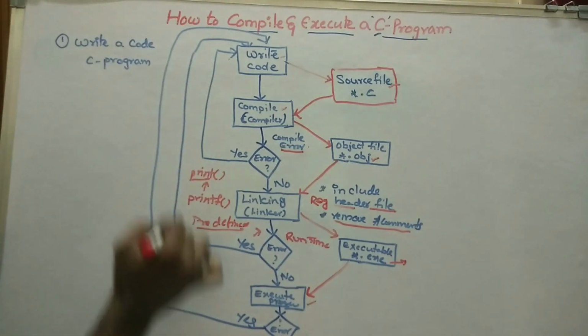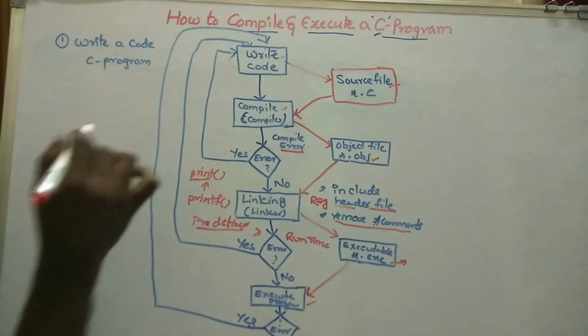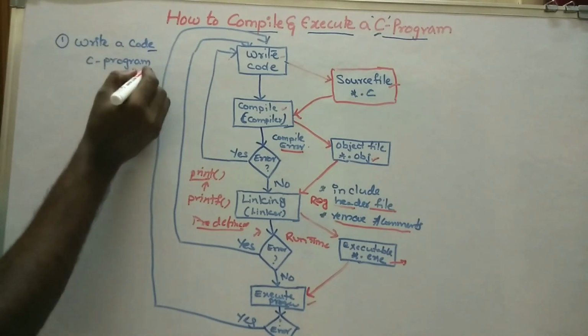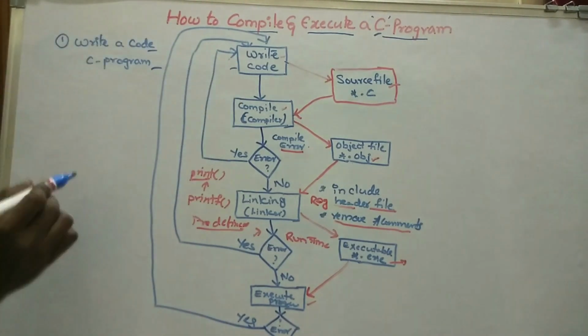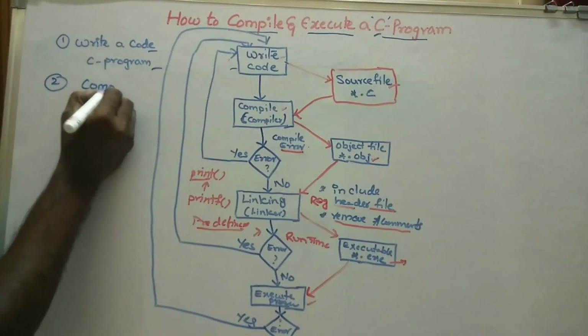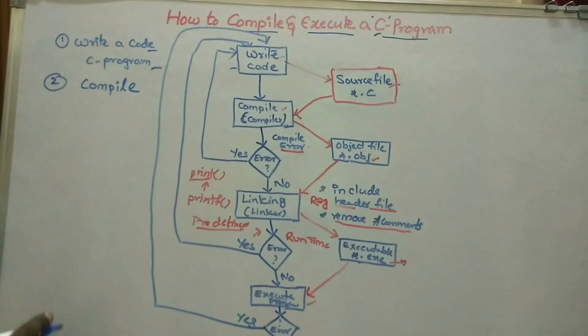Now these are the steps or procedure to compile and execute any C program, right? I will explain step by step. What is the first step? First I have to write the C program, the code. After that, what is the second step? Then I have to compile the program.